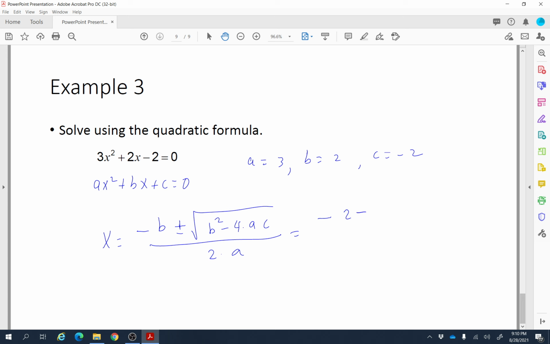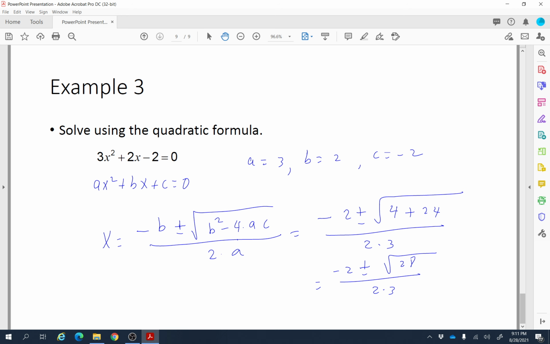So b is 2. So square root of b squared means 2 squared means 4, minus 4 times a, which is 3, and c is negative 2. So that negative and this negative from the formula becomes positive. 4 times 3 times 2 is 24. Divide by 2 times a, which is 3. So we just have to simplify this: negative 2 plus and minus square root of 28, divided by 2 times 3.